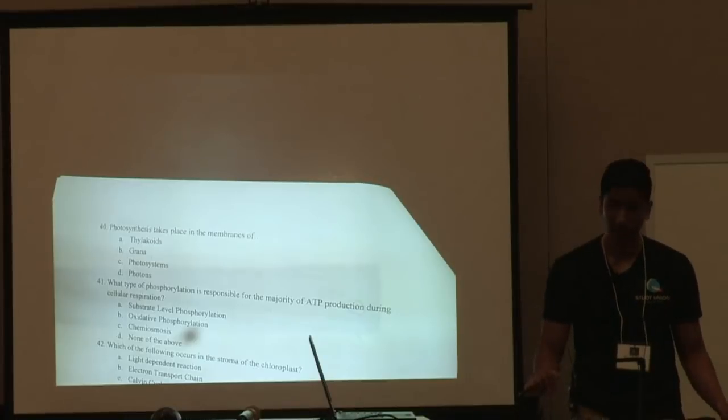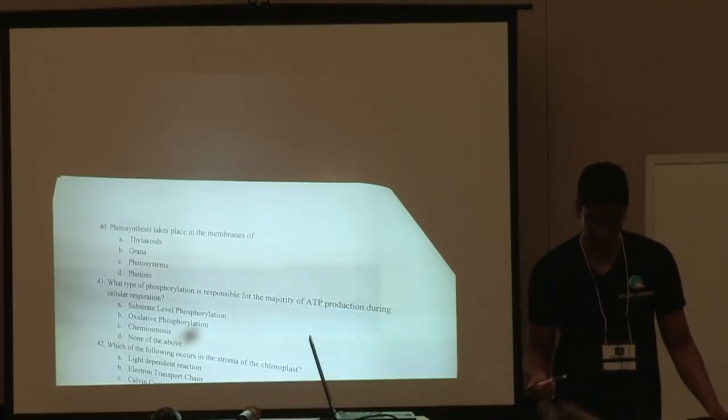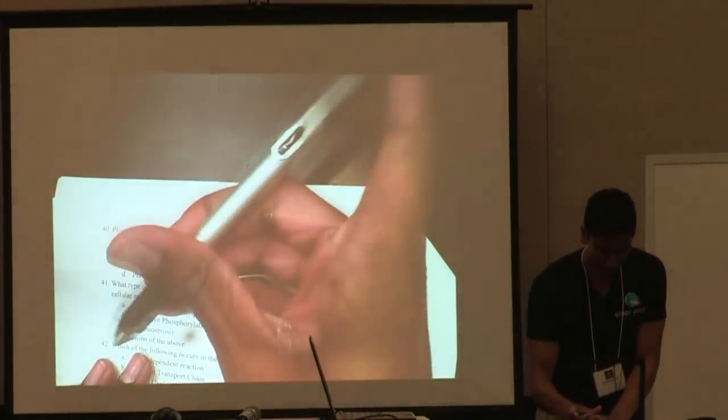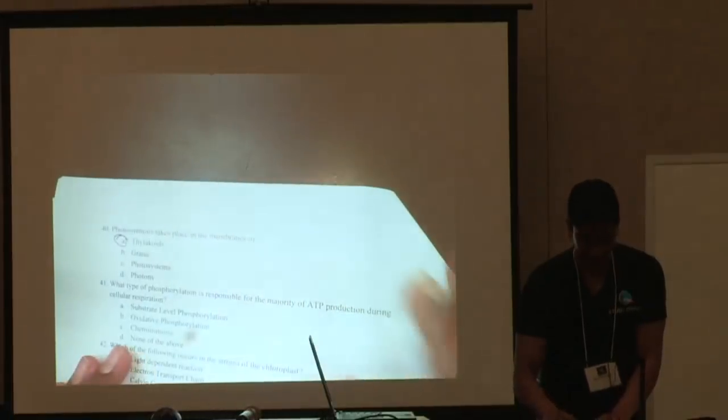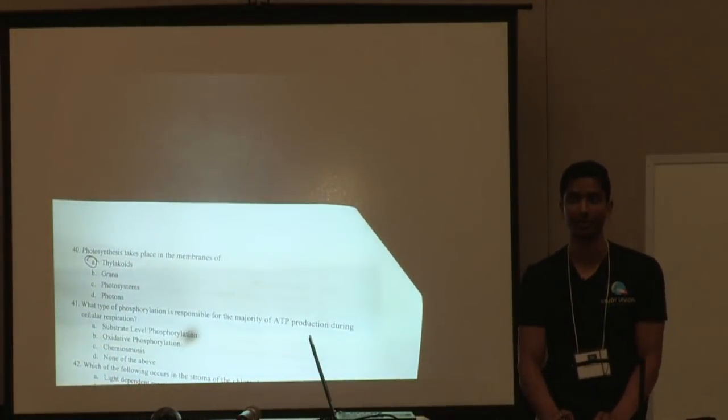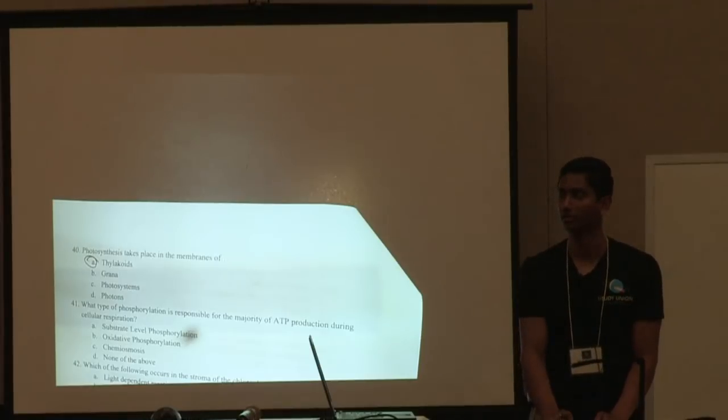Nope? All right. So number 40, photosynthesis takes place in the membranes of A, thylakoids. So where does the Calvin cycle take place, the synthesis part? The stroma.